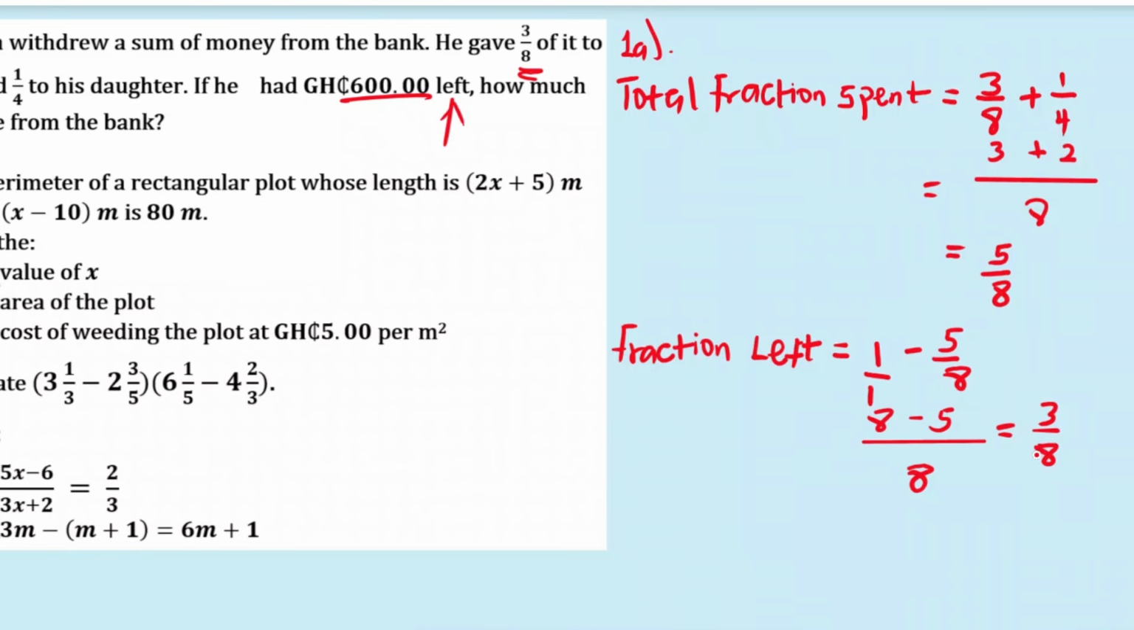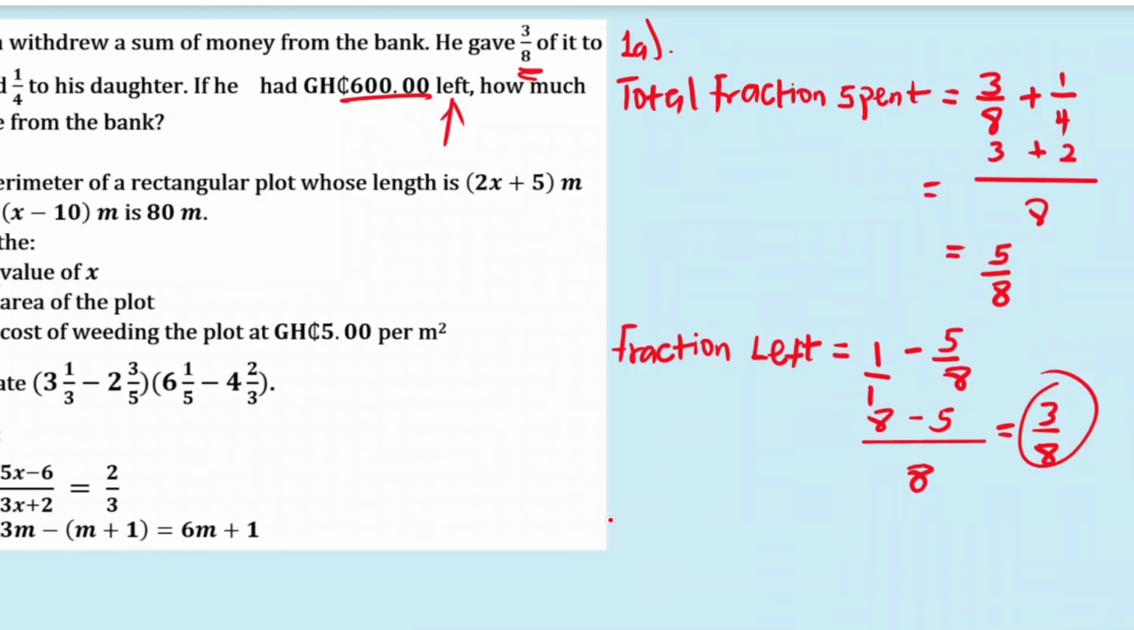So this is what I wanted to say. This fraction left, which is 3/8, is equal to the amount left. You have to know that. So this fraction is proportional to this one. So we can connect this 3/8 to 600 Ghana cedis to get the total amount of money. So now that we know this, let's go ahead and find the amount that he withdrew from the bank.